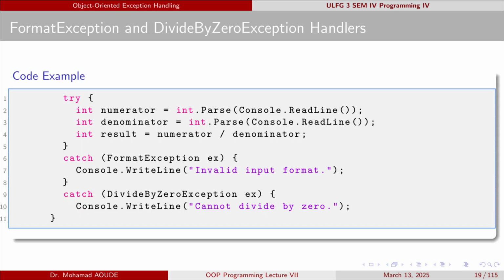Here's a short program that catches both FormatException and DivideByZeroException. It first asks the user for two numbers and divides them. If the input isn't numeric, it catches the format error. If the second number is 0, it catches the divide by zero error. This demonstrates how to write user-friendly and crash-resistant programs.